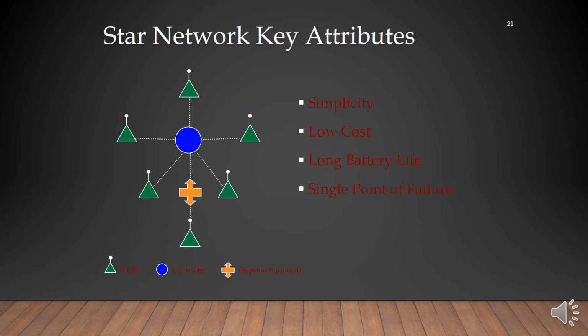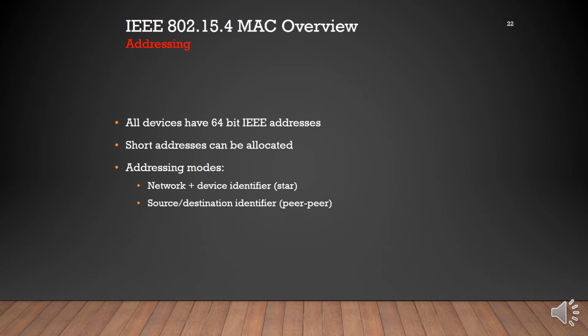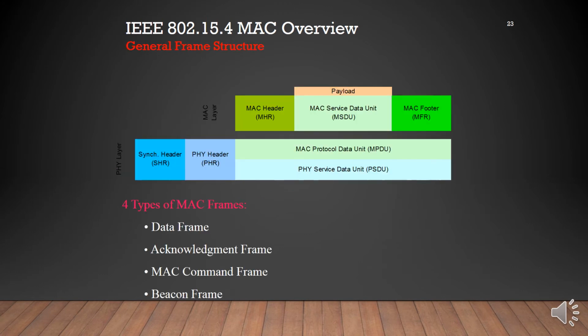Network key attributes: simplicity, low cost, longer battery life, single point of failure. This has 64-bit IEEE addresses. Short addresses can be allocated. Addressing modes: network and device identifier, source or destination. Types of MAC frames: data frame, acknowledgement frame, MAC command frame, beacon frame.